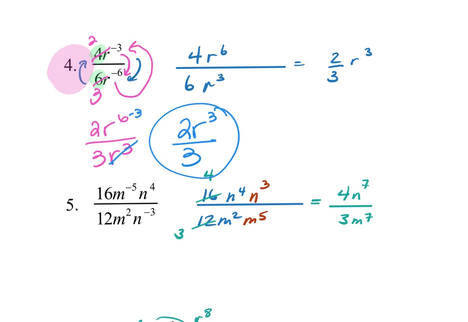You could write it as 2r to the third over 3, or like this, Miss Ferrier has it separated out like that. Either way, it doesn't matter, it's the same thing. As long as r's not in the denominator, it's in the right spot.